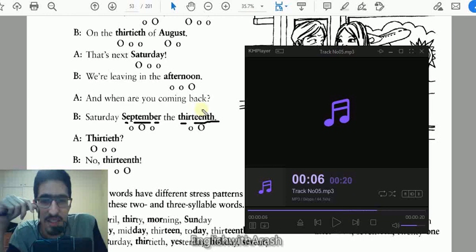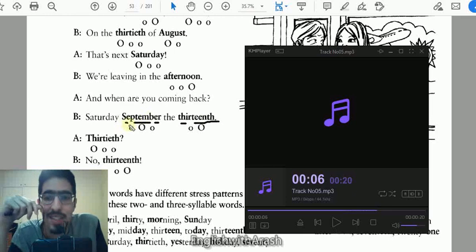So stress goes on the second part here. And also here, second part. September, November, December, all of them have this stress pattern. September, November, December.